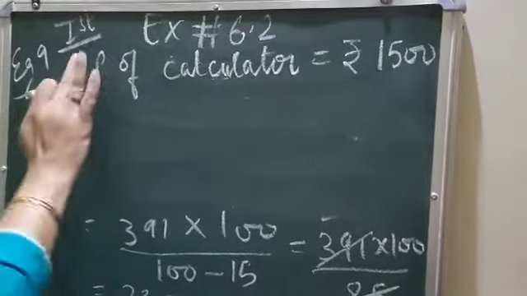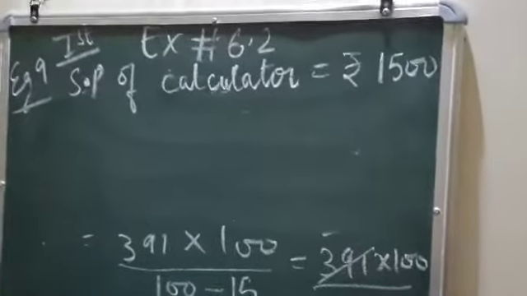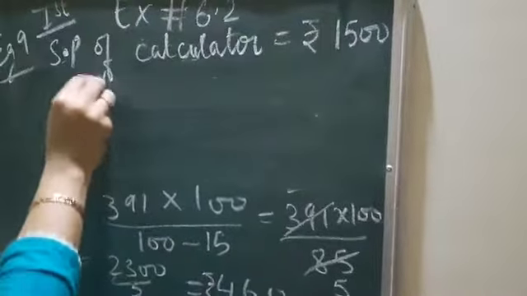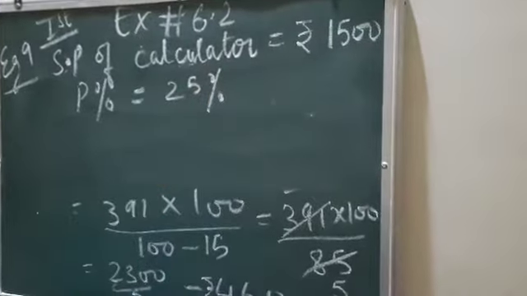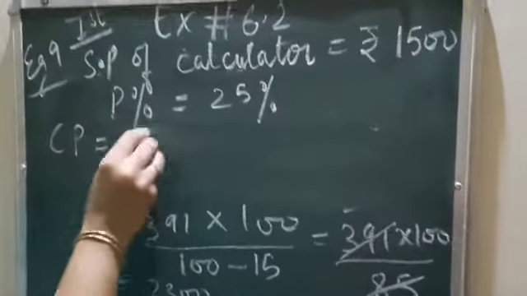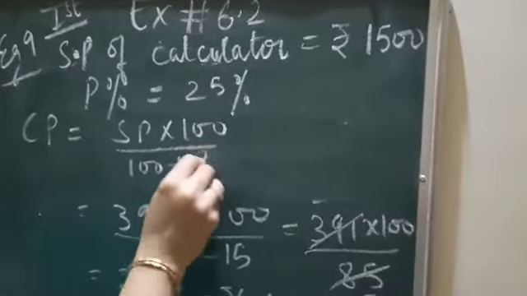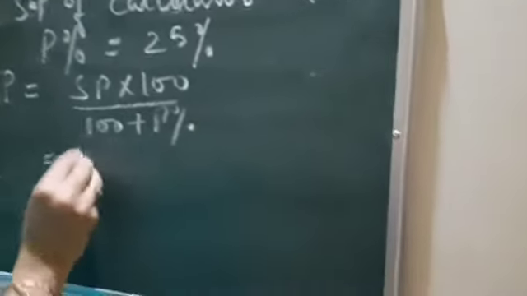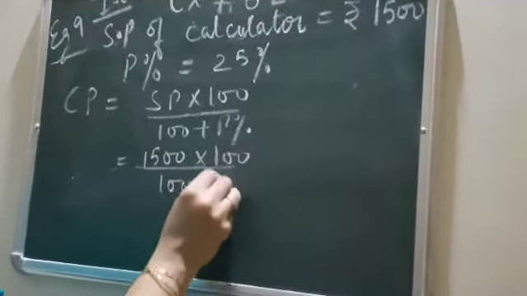This is not the CP, this is SP. He has sold. David sells two calculators at rupees 1500 each. So the selling price of each calculator is given. Now for this one, after selling, he has got a profit of 25%. So for this calculator, SP is given, profit percent is given, so easily we can find CP. What's the formula? SP into 100 upon 100 plus profit percent. Just put the values: 1500 into 100 upon 100 plus 25.